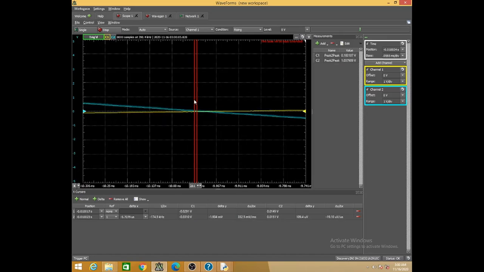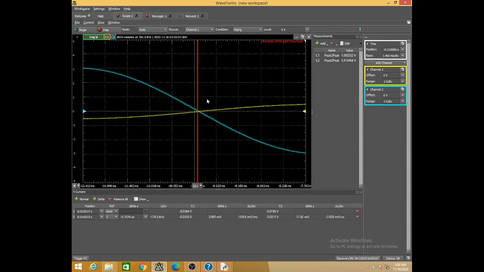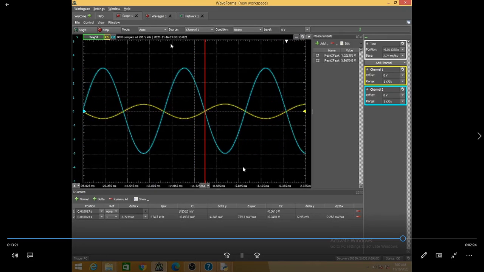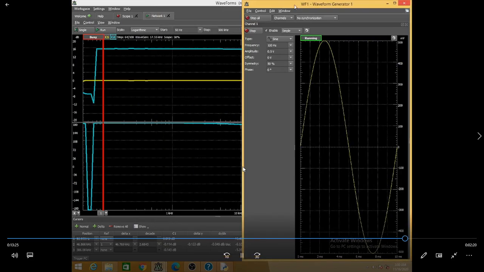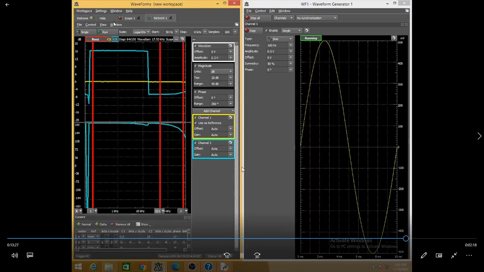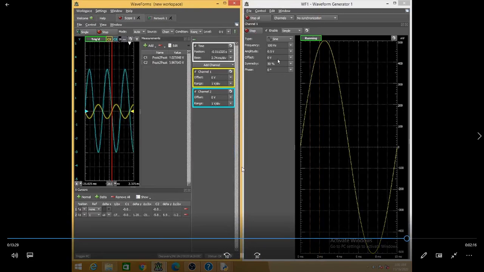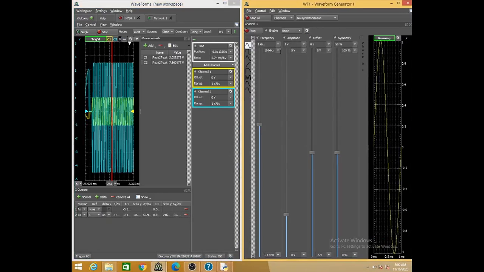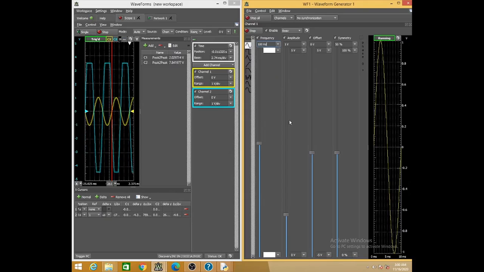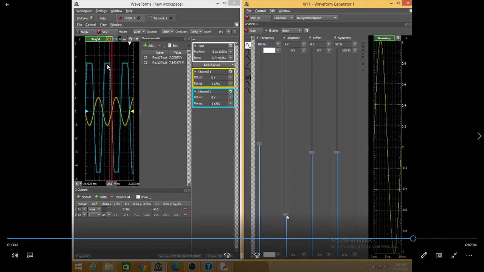Can you see, since the frequency is a bit low, I'm just scrolling it so that you will get the entire waveform. Now let me just see. I am able to see both the waveforms. Here, what I'm trying to do is vary the amplitude of the sine wave simultaneously. Can you see it is now clipped off here?